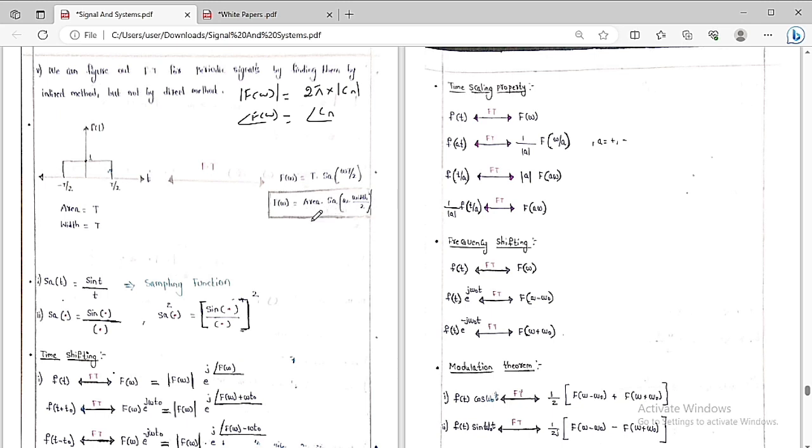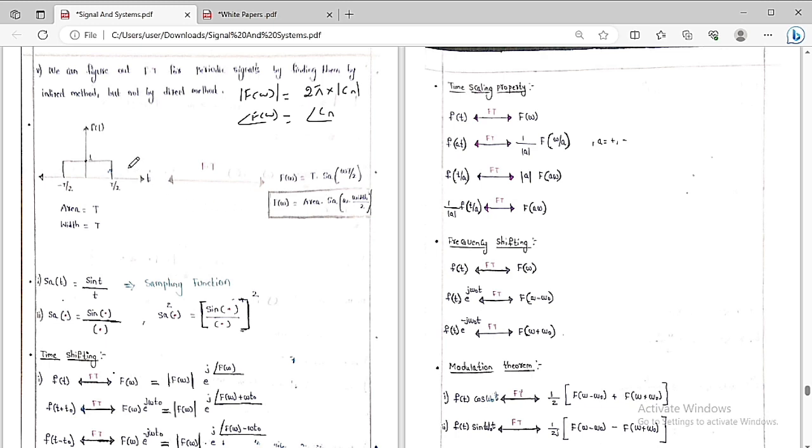So this formula you have to remember. What is F of omega? Area into psi of omega into width by 2. The area is nothing but t and the width is equal to t. Substituting here, t into psi of omega t by 2. So this is what we are going to get.